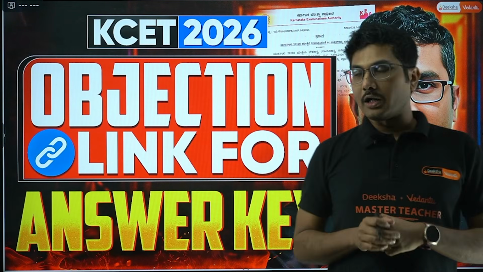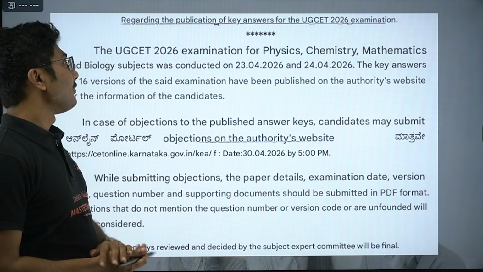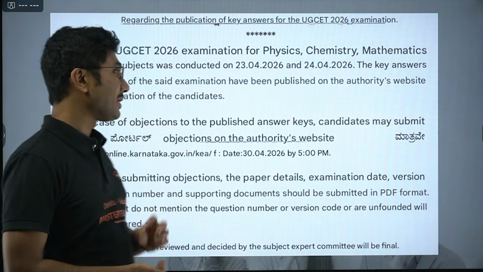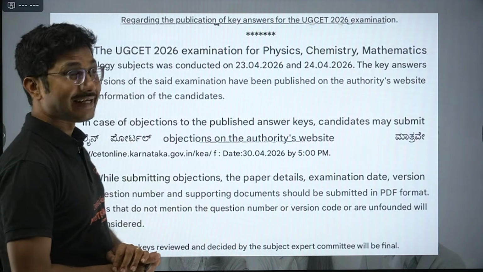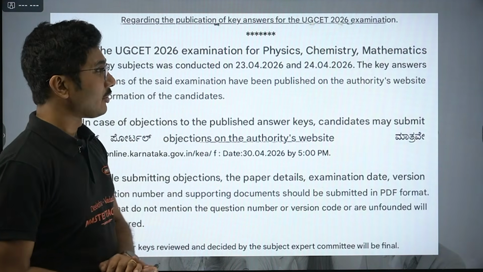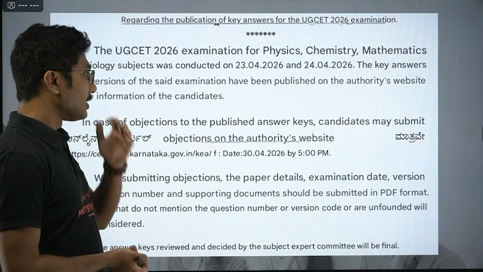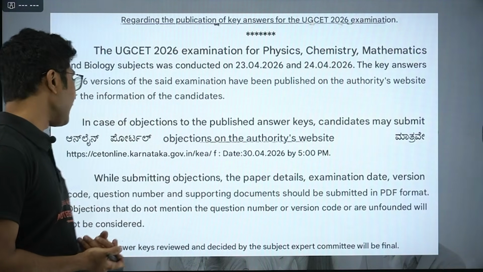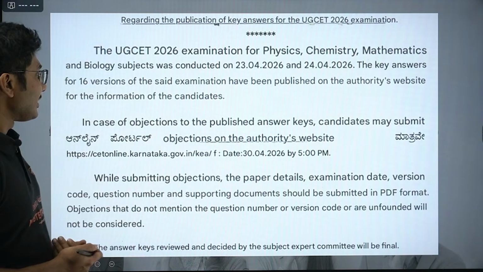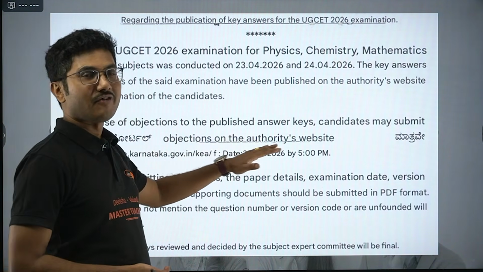First of all, let us understand what the notification from KEA says. The CET 2026 examinations for physics, chemistry, and mathematics were conducted on so-and-so date. The key answers for 16 versions of the said examination have been published on the authority's website for the information of candidates. In case of objection to the published answer keys, candidates may submit objections on the authority's website, cetonline.karnataka.gov.in/KEA, up to 30th April, 5 p.m.